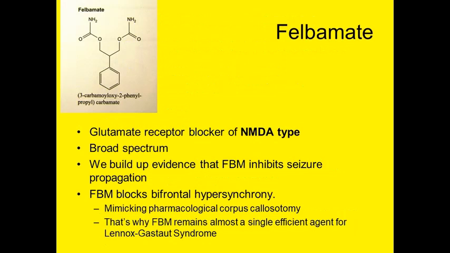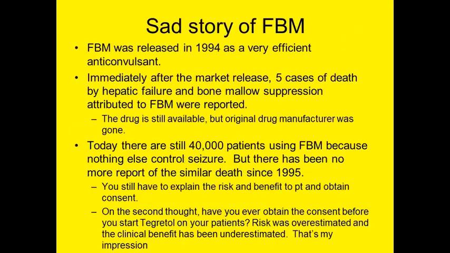Now, felbamate, on the contrary to topiramate. This is an NMDA type glutamate receptor blocker. This is broad spectrum just like topiramate. We believe that felbamate inhibits seizure propagation. Felbamate blocks bifrontal hypersynchrony, mimicking a pharmacological corpus callosotomy. Felbamate is a good single efficient agent for treatment of Lennox-Gastaut syndrome. A sad story of felbamate is just like that, so please read it if you have time.